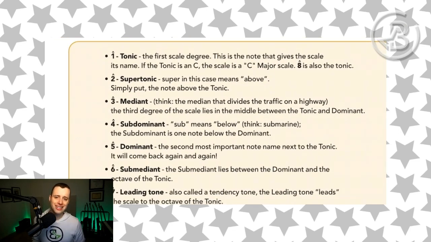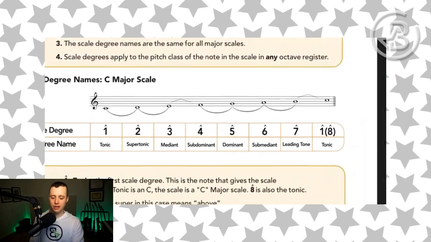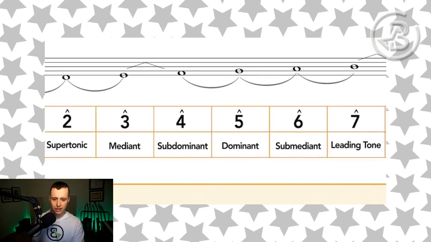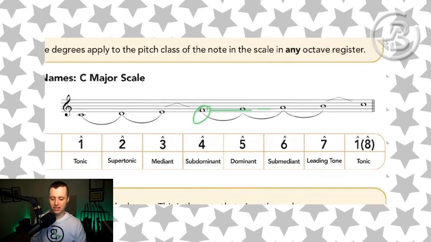Scale degree 4 is the subdominant. So sub, like a submarine, means under. A submarine goes under the water, and the subdominant is under the dominant. So we can see scale degree 5 is the dominant. Spoilers, but the subdominant here is lower than scale degree 5, right? It's on space 1, whereas scale degree 5 is on line 2. So it's under, it's lower than the dominant, so it's the subdominant.